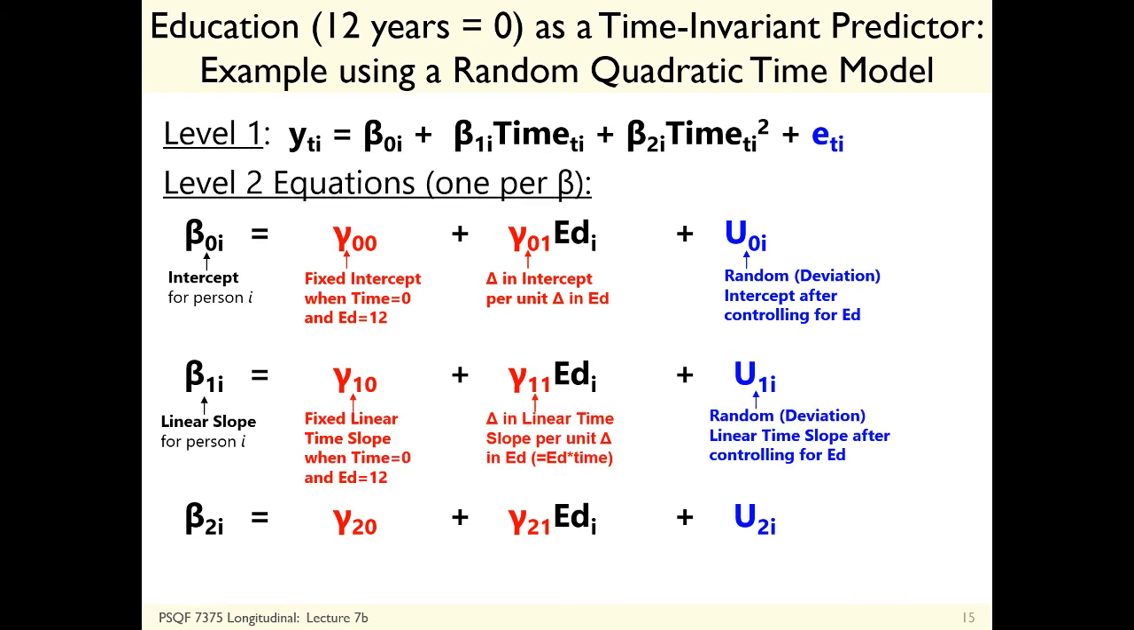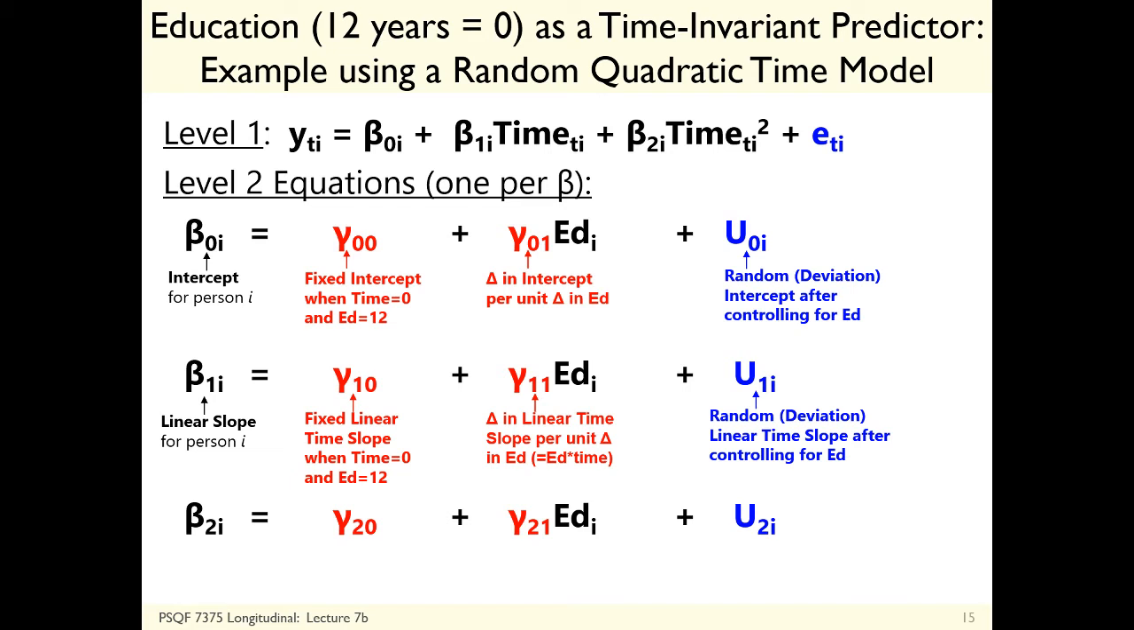Next line. Same idea, different term at level 1. Beta 1 is how each person gets their own linear time slope. It starts off with the average time slope, but because we have this education predictor in this level 2 equation, this gamma 10 is the time slope specifically not only at time 0 because of the quadratic, but also specific to education equals 12 years.